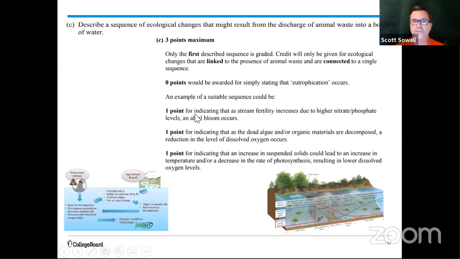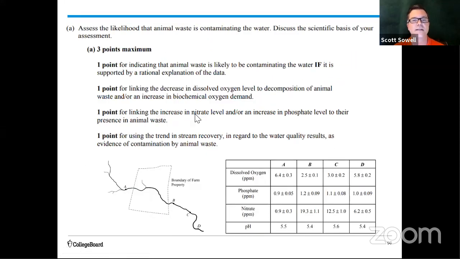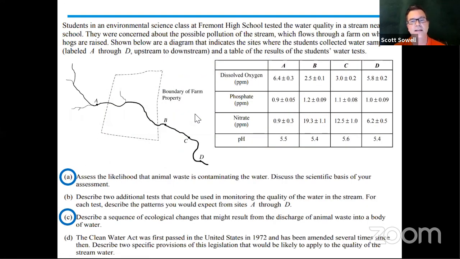So hopefully you feel a little confident answering this kind of an FRQ. I think it's a really nice one to draw everything together that we talked about today.